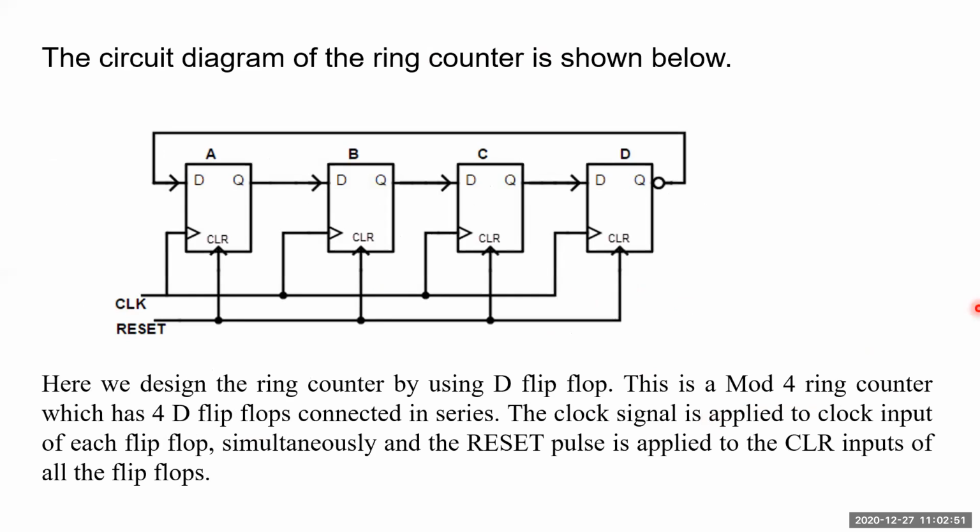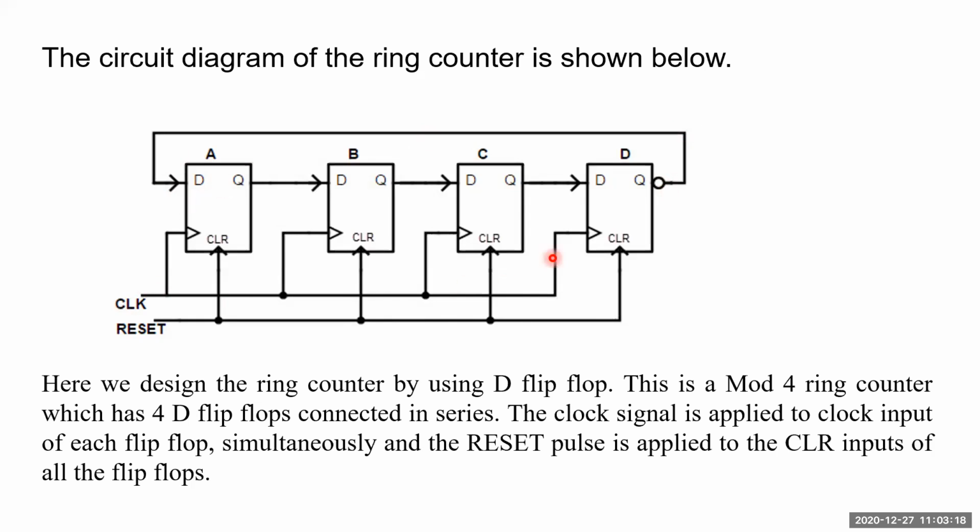So see now, this is a ring counter diagram which has been designed with the help of D flip-flops. We are using D flip-flops here. You can see this is flip-flop 1A. A is the first flip-flop, then the second, third, and fourth flip-flop, where you can see the last flip-flop's output is going to become the input to the first flip-flop again.